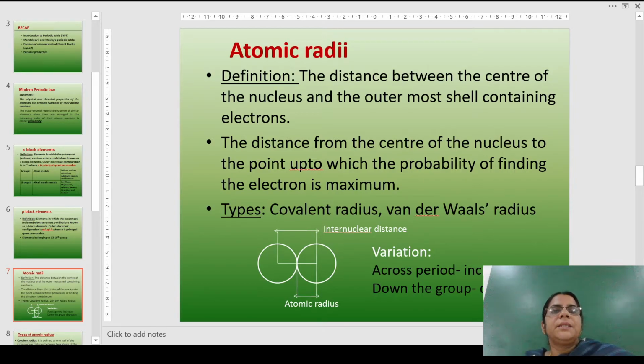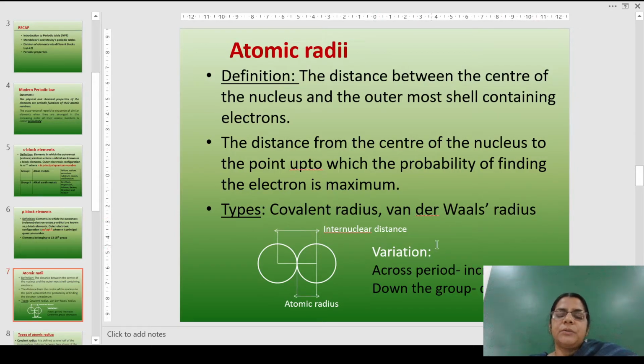Right now, let us understand the meaning of atomic radii. It is the distance between the center of the nucleus and the outermost shell containing the electrons, and it is also defined as the distance from the center of the nucleus to the point up to which probability of finding the electron is maximum. There are different types in this. One is known as the covalent radius and the other one is known as the van der Waals radius.